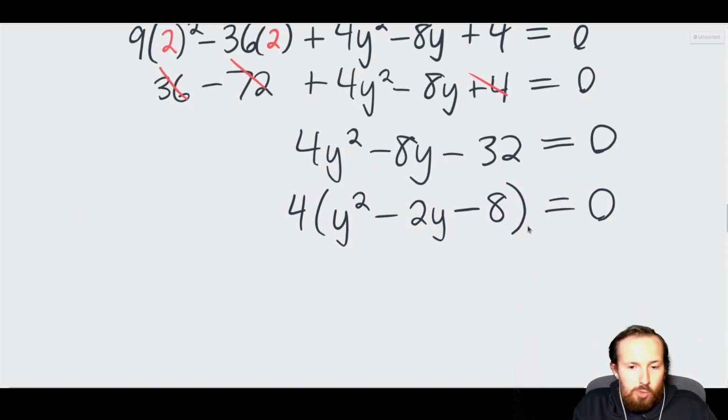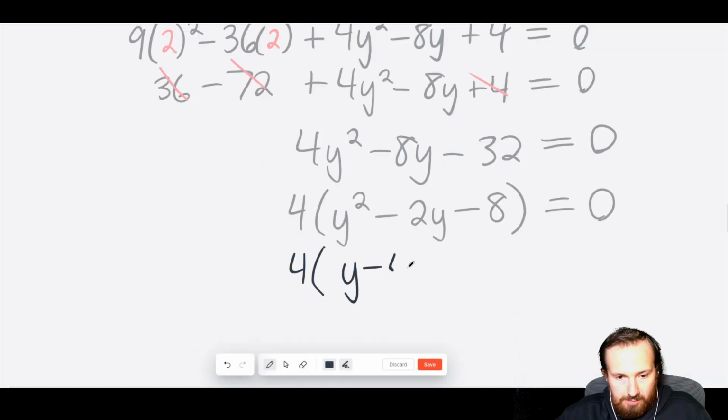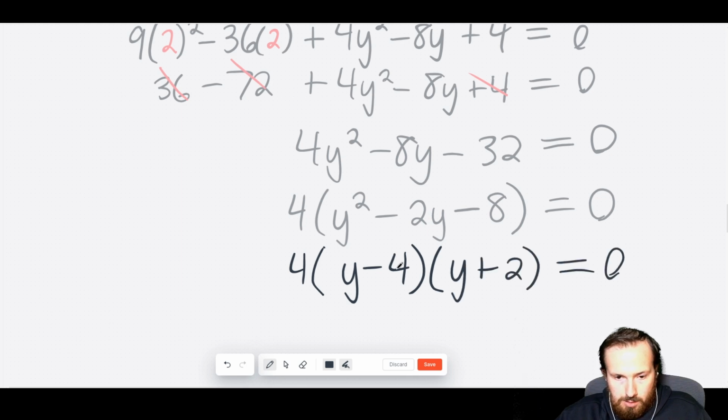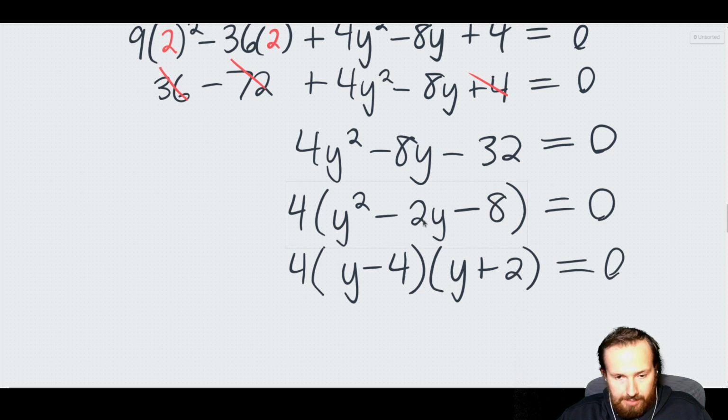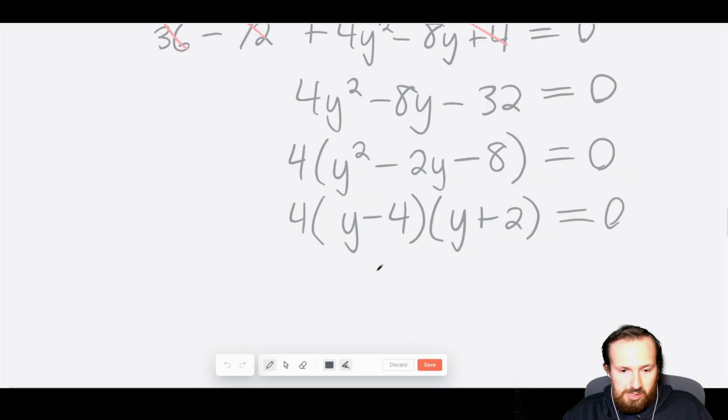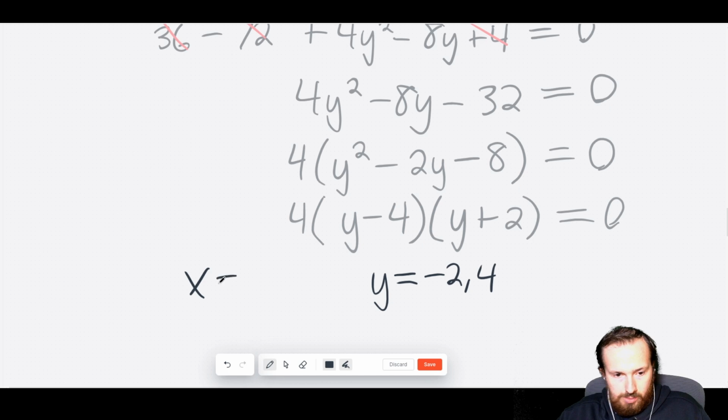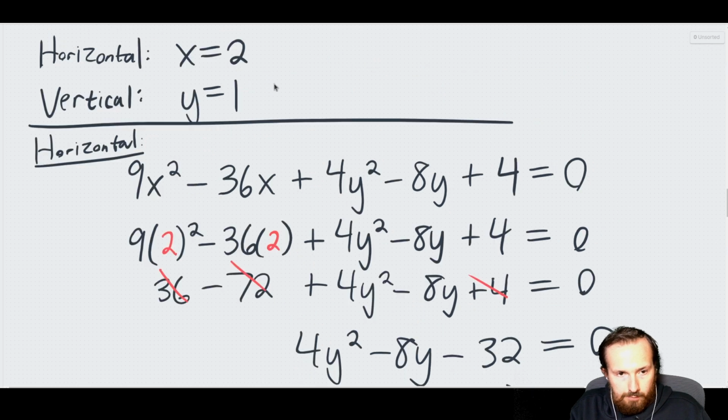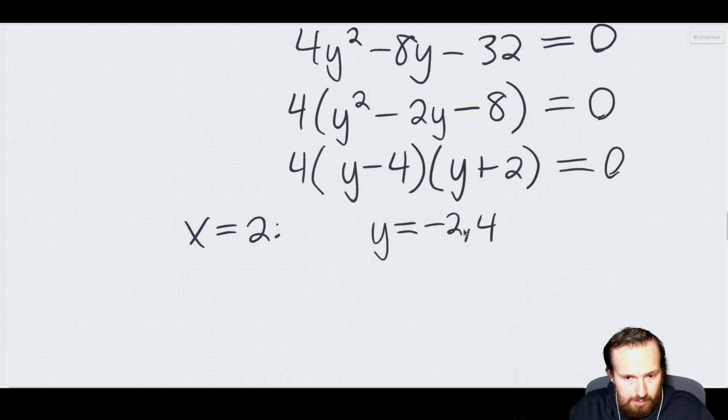Which two numbers multiply to negative 8 and add to negative 2? Hopefully it makes sense that y minus 4 and y plus 2 would work. Negative 4 and positive 2 multiply to negative 8, and they add to negative 2. So what does this mean? It basically means when y is equal to negative 2 or 4, that would satisfy the condition of x equaling 2. Remember, in order for us to have a horizontal tangent line, we figured out that the numerator would have to be 0, which basically meant that x would have to equal 2. And apparently, the only two y values where x would equal 2 are negative 2 and 4.